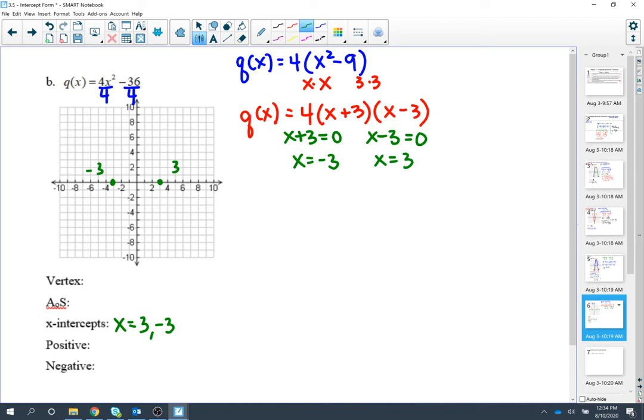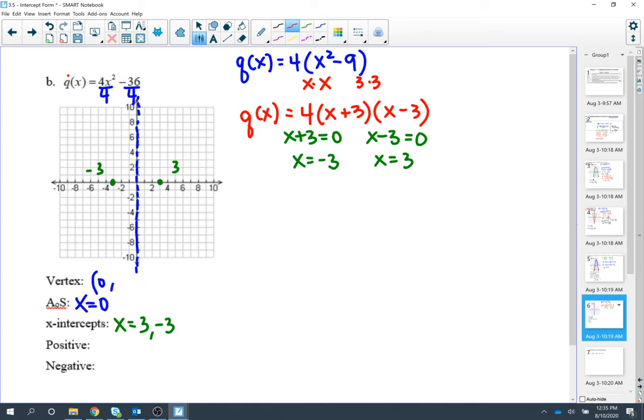Now, next thing we're going to need is our axis of symmetry or our vertex. So we go to the middle. If you're at a 3 and a negative 3, the middle, 0. So I know my axis of symmetry is x equals 0. But then where is my vertex? Well, my vertex is going to be at 0 comma something.